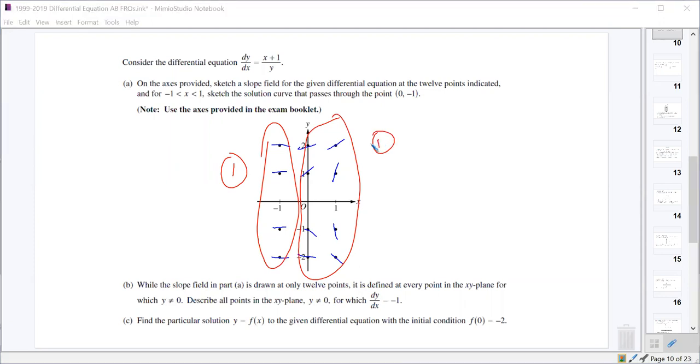And then it asked us to sketch the solution curve that goes through 0, -1. And it's going to go along just like that and eventually become horizontal to get closer there. And that was worth a third point for sketching the curve. Good or no?